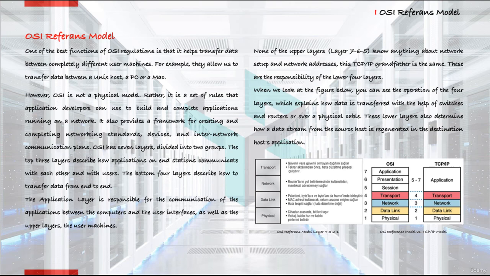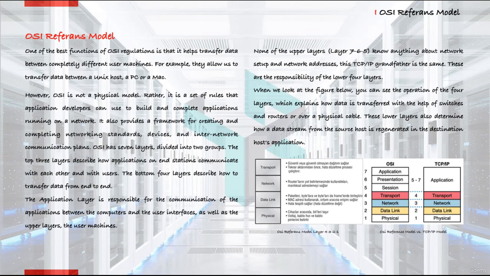OSI consists of 7 layers divided into 2 groups. The top 3 layers describe how applications on edge devices communicate with each other and users, and the bottom 4 layers describe how to transfer data end-to-end. The application layer is responsible for the communication of applications between the computer and the user interfaces, as well as the user machines of the upper layers. None of the upper layers know anything about the network setup and network addresses, which is the same with TCP/IP, which is the responsibility of the bottom 4 layers.